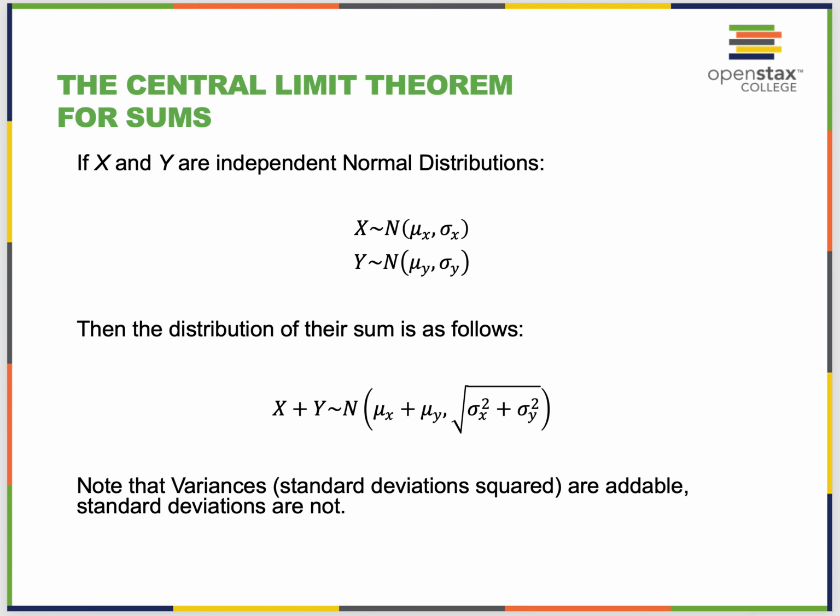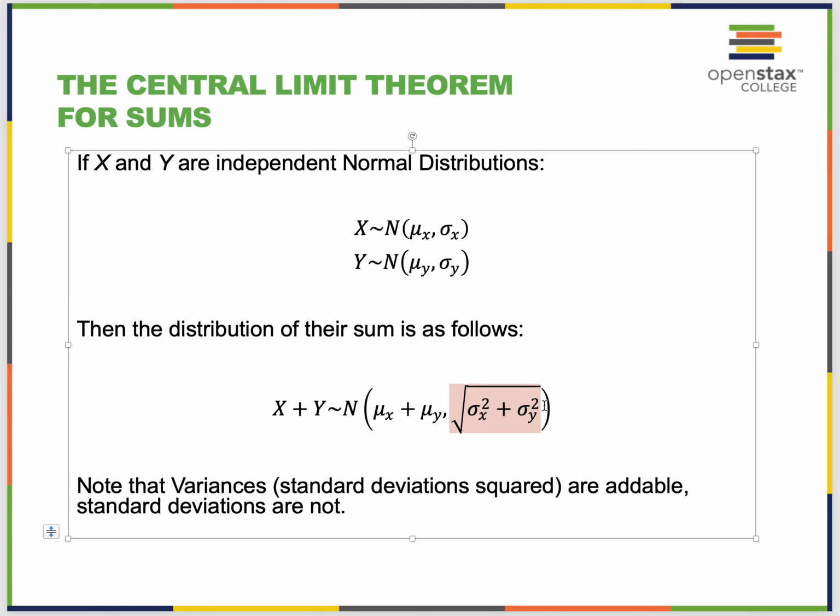It's still a normal distribution with a mean that is the sum of the two, and standard deviations are not additive. Variances are additive. So I have to square the standard deviations of x and y, add them together, and take the square root to get the standard deviation of the sum of x and y. This is the critical and hard part of this. Variances are additive, standard deviations are not. Note the variances, the standard deviation squares, are addable; standard deviations are not.